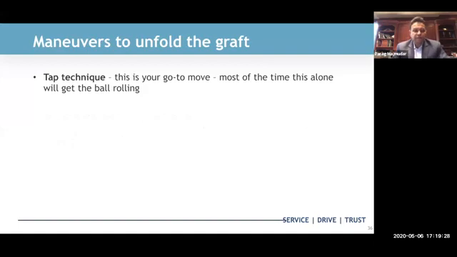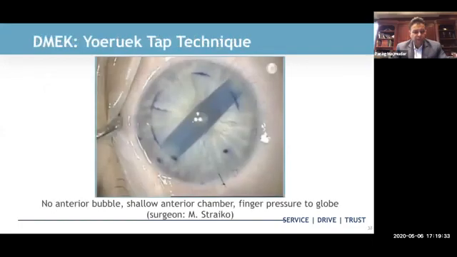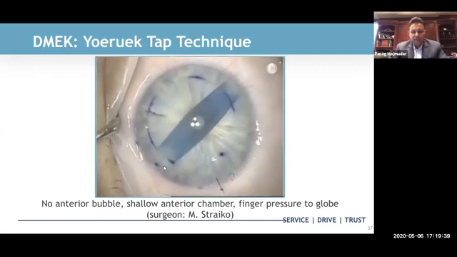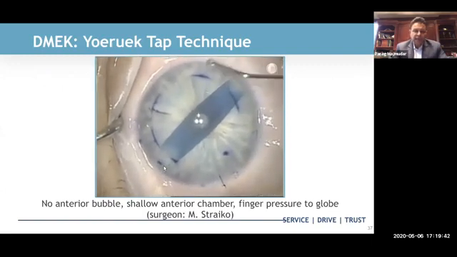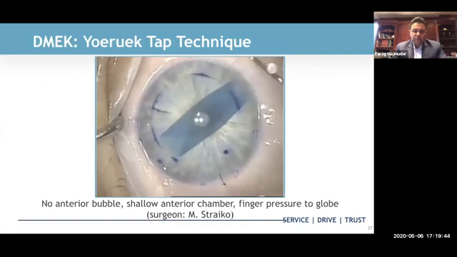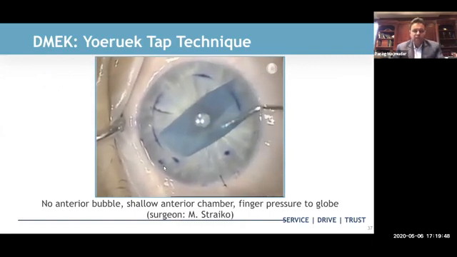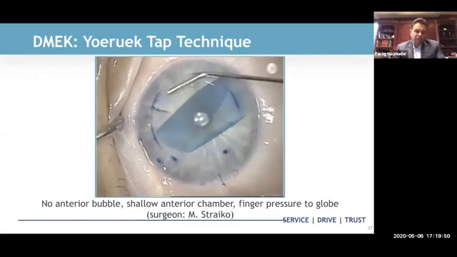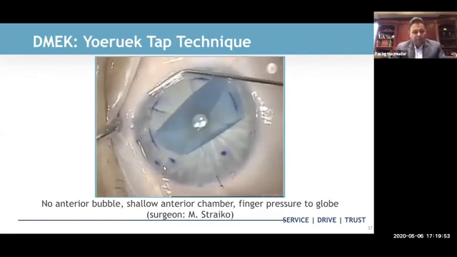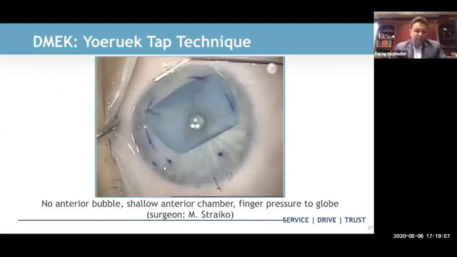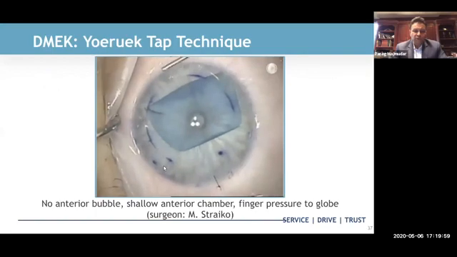The tap technique is your go-to move. And most of the time, this is the only thing you need, and it gets the ball rolling. And this is a slide or a video from Mike Strako. Basically, he's using his finger to push on the globe, and then he's just going to tap the surface. And all that does is redistribute some of the aqueous forces and force the leaflets of the graft open. So little tap, little tap, little tap, and that is probably 90% of your battle right there. If the graft unfolds here, you're in great shape.